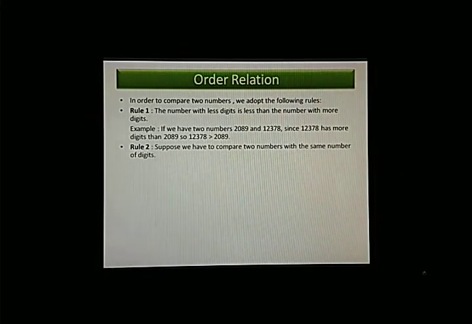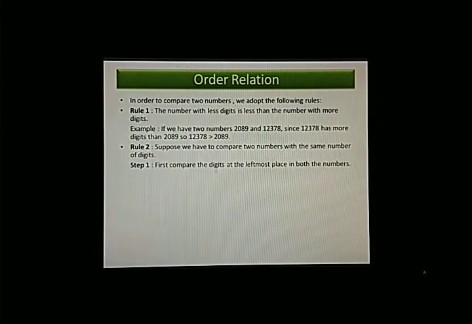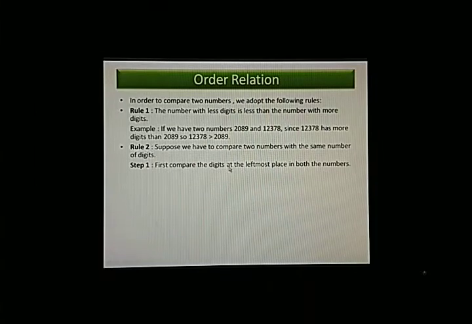Clear? Now moving on to rule number 2. Suppose we have two numbers which have the same number of digits. Then what we will do? Then there are some steps that we have to follow. Step number 1. First we have to compare the digits at the leftmost place. Which is the left? This is the leftmost place in both the numbers.